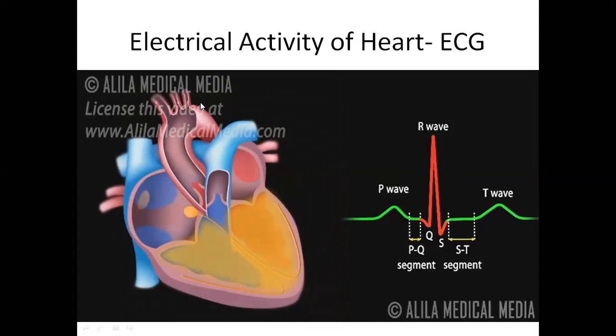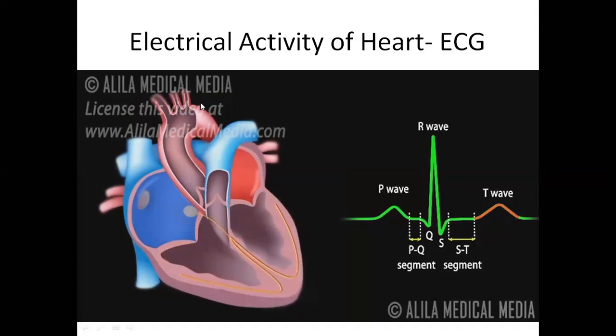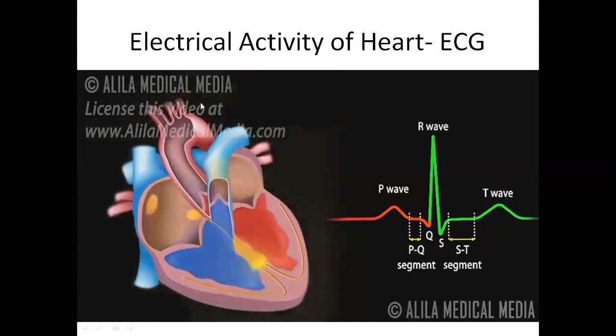Atrial repolarization also occurs during this time, but the signal is obscured by the large QRS complex. The ST segment reflects the plateau in the myocardial action potential. This is when the ventricles contract and pump blood. The T wave represents ventricular repolarization immediately before ventricular relaxation or ventricular diastole. The cycle repeats itself every heartbeat.